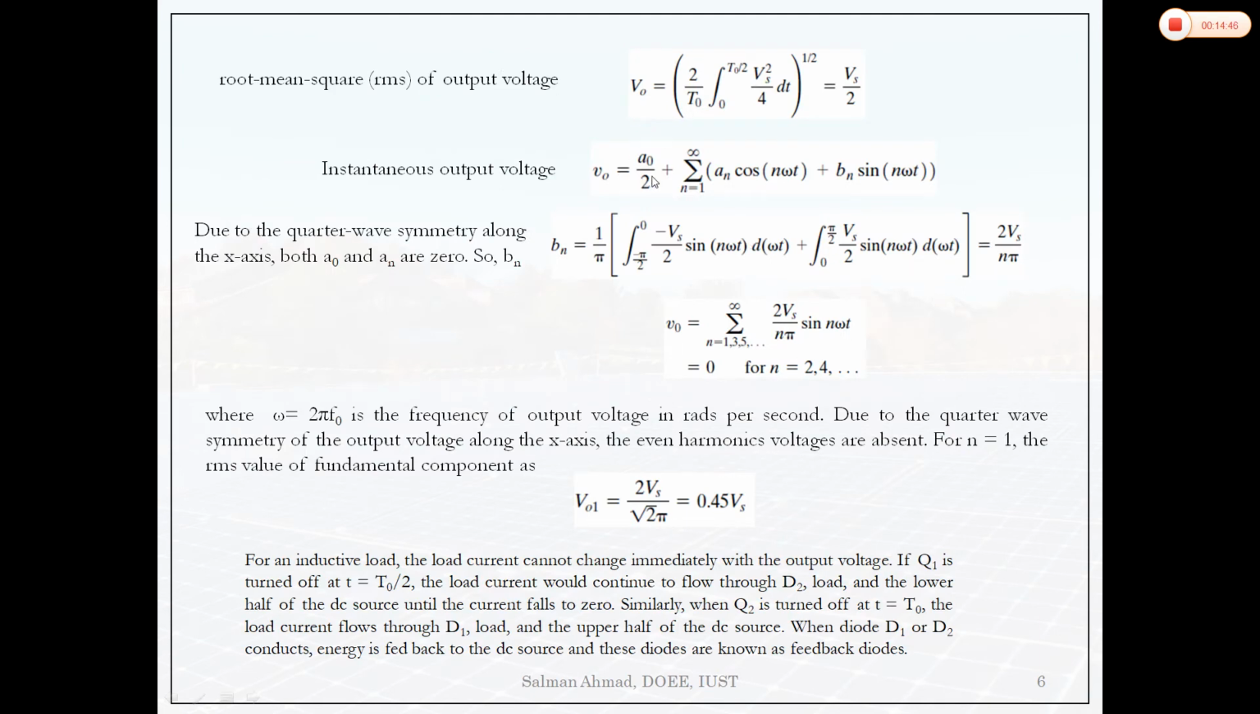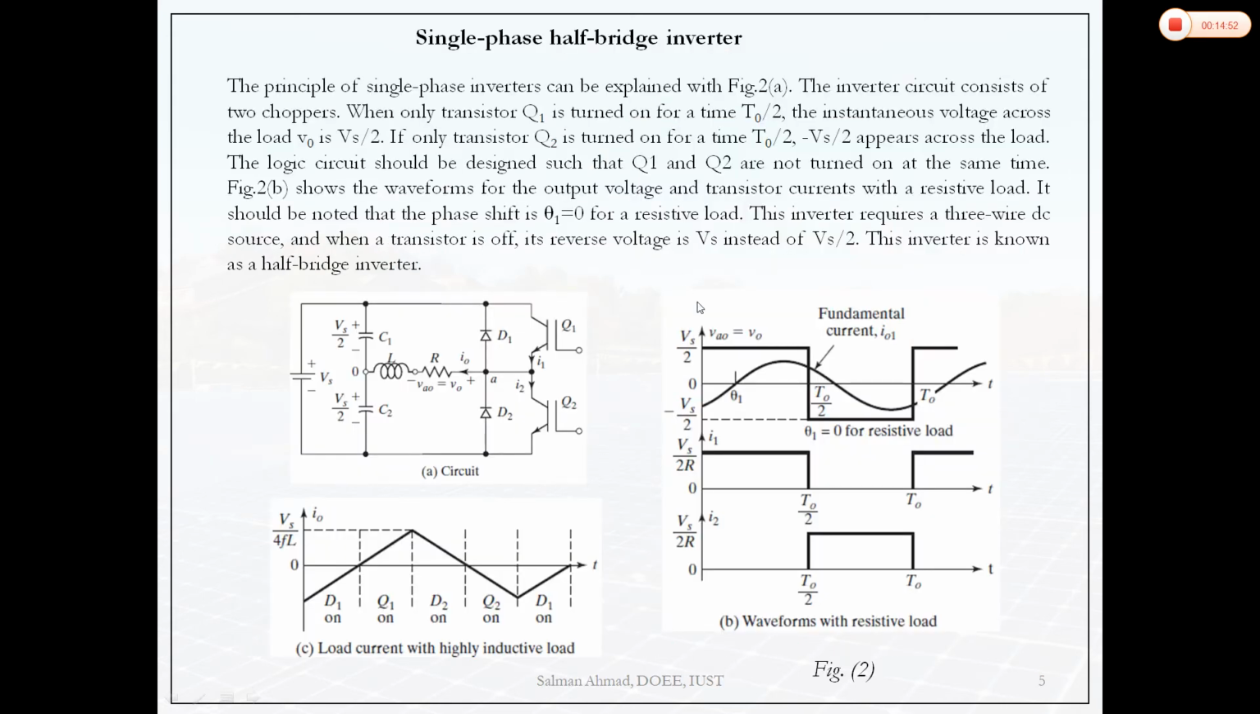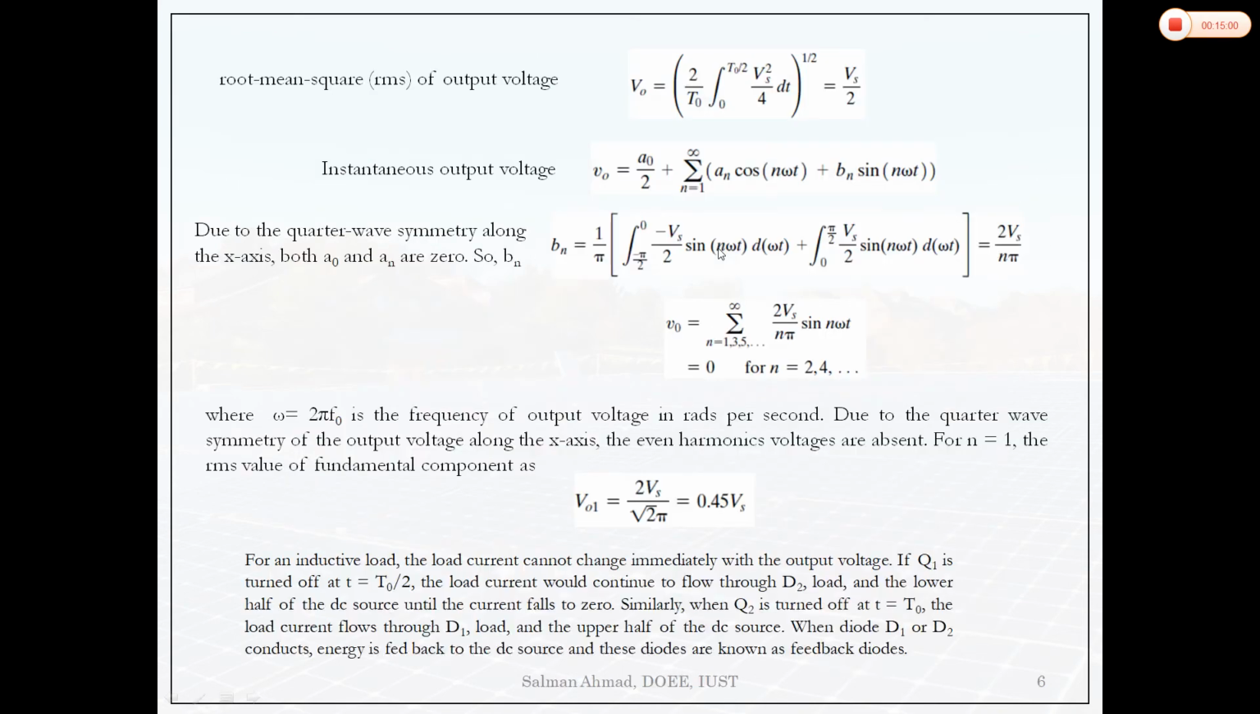The first part is the DC average. Normally this part is 0 because the positive half is equal to the negative half. If you add up these two areas, you will get 0. So DC is 0, and you will have an cos n omega t plus bn sin n omega t, from n is equal to 1 to infinity.